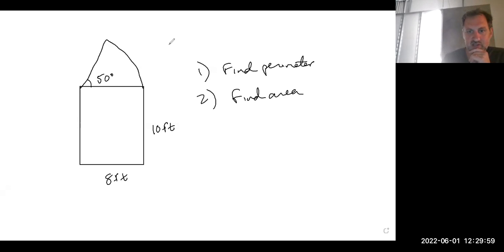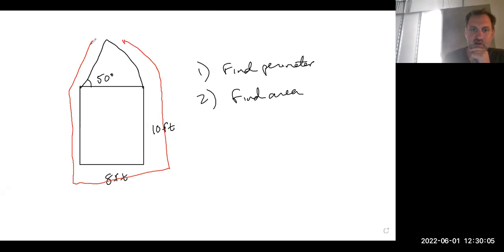Perimeter is just going to be the distance around the shape, so I need to add all of these pieces up. And the area is just going to be the sum of the two shapes, so I need to find the area of that and the area of that. You're breaking the problem down into parts, thinking about what you know and what you don't know. Go ahead and press pause. When you come back, we'll talk about the perimeter, then we'll talk about the area.